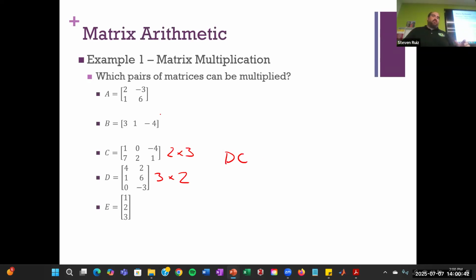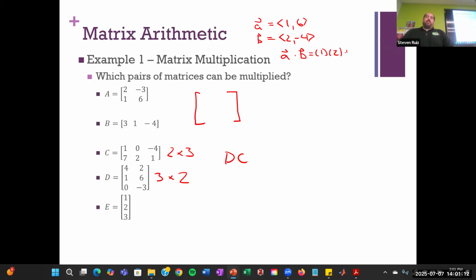But I will highlight this: when you multiply matrices together, basically what you're doing is this. Do you remember taking dot products of vectors? Let's say I have vectors A and B. A is equal to 1, 6. B is equal to 2, negative 4. What is A dot B? It's equal to 1 times 2 plus 6 times negative 4. Basically, you go component by component, multiply the corresponding pairs together, and then add up all the things you got.